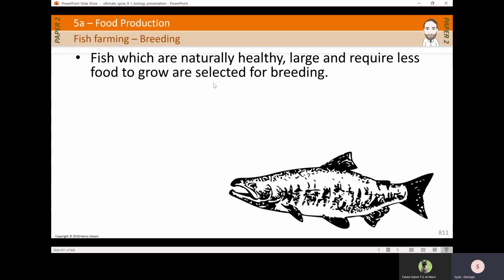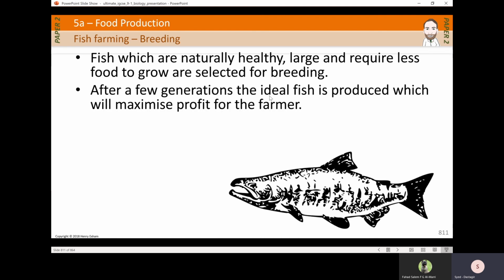So breeding: fish which are naturally healthy, large, and require less food to grow are selected for breeding. People do that with camels here as well. Yes, selective breeding with camels. After a few generations, the ideal fish is produced, which will maximize profit for the farmer.